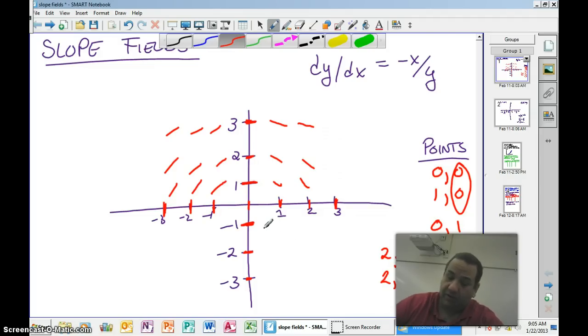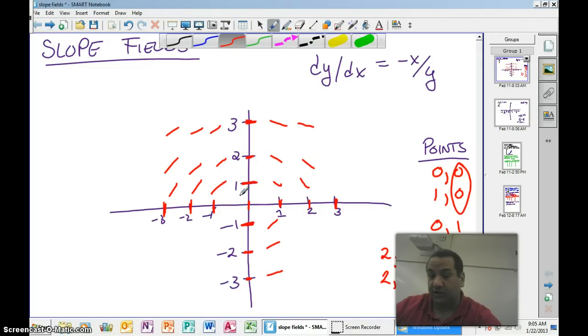So that's going to be 1, negative 1. If I put in 1 for x, negative 1 for y, that's 1. It looks like that. The other one on this side, 1, negative 2, well, that'll look like 1/2. And then 1, negative 3 will look like 1/3. So I think you see a circle.